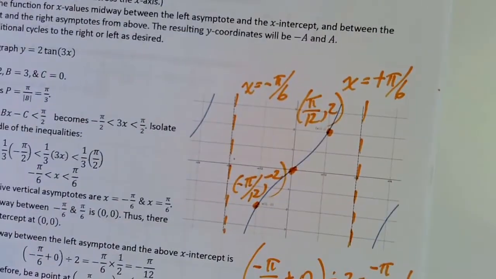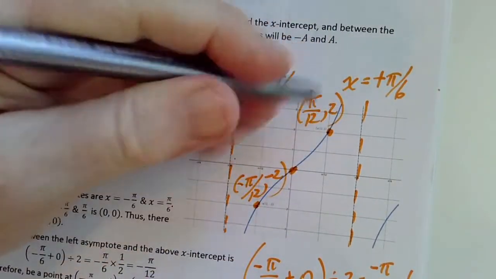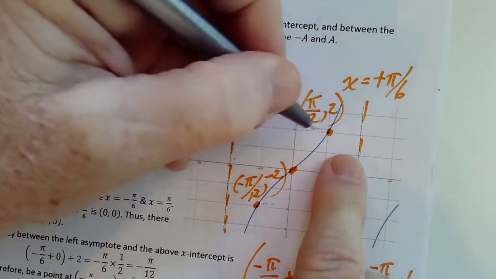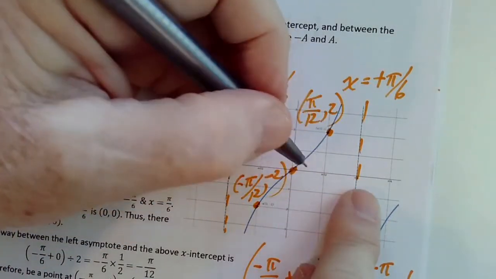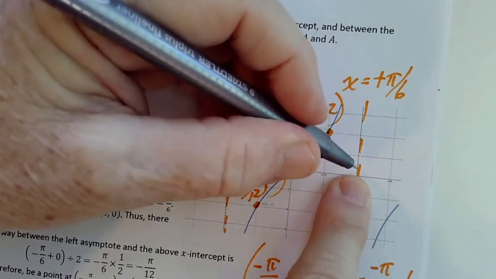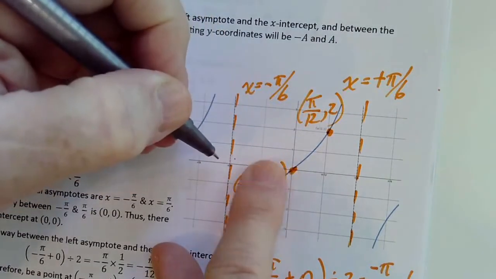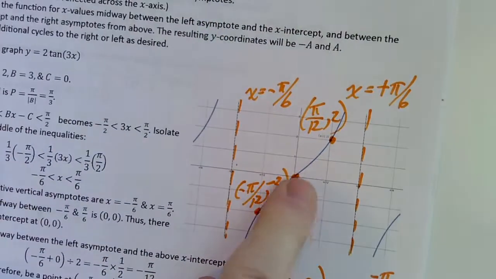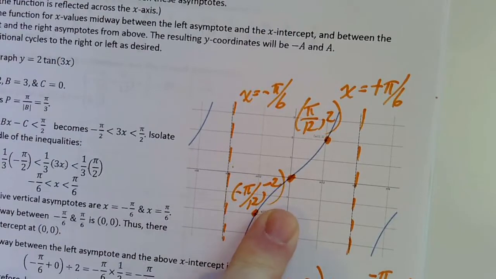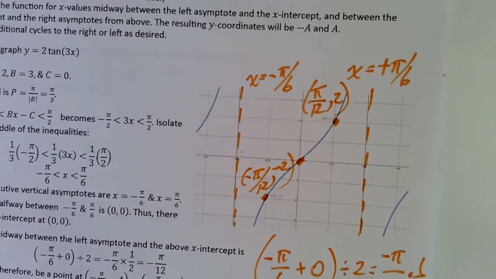The key thing I want you to know is that tangent is increasing. It goes uphill. It hits a nice value midway between its intercept and the vertical asymptote, midway between the intercept and the vertical asymptote. So these 3 points we're going to find, and the close vertical intercepts.